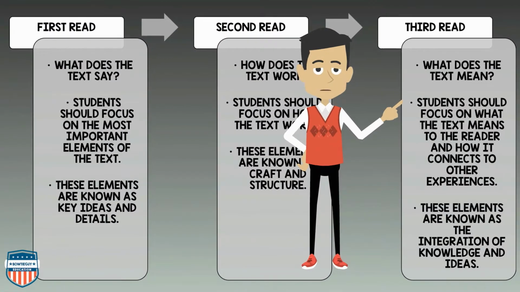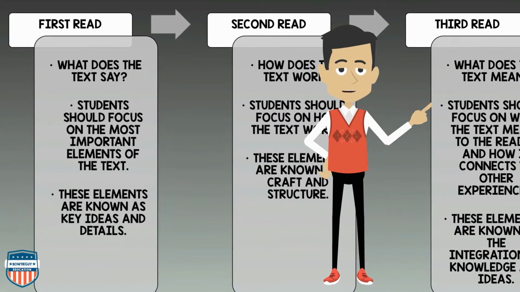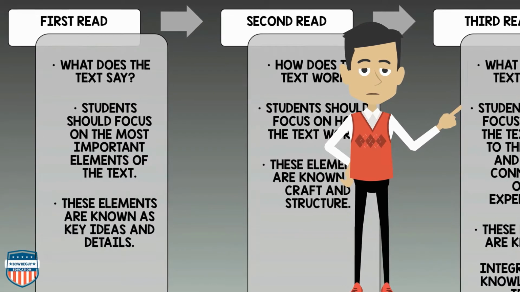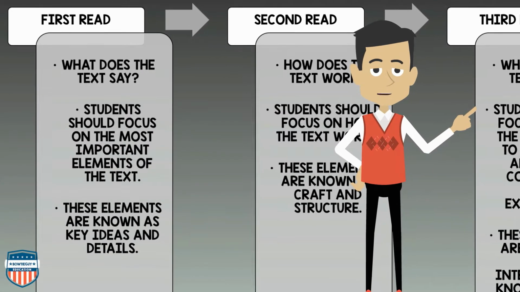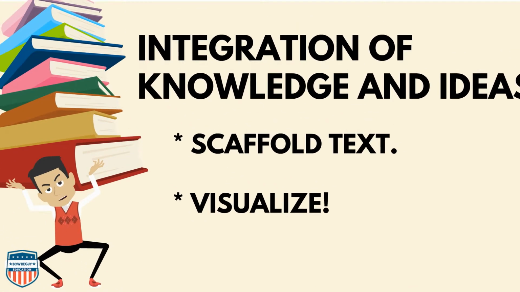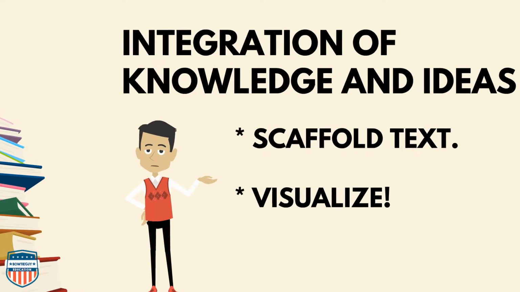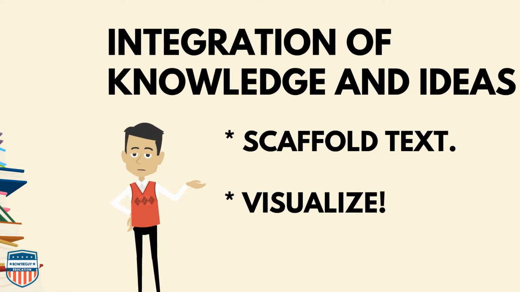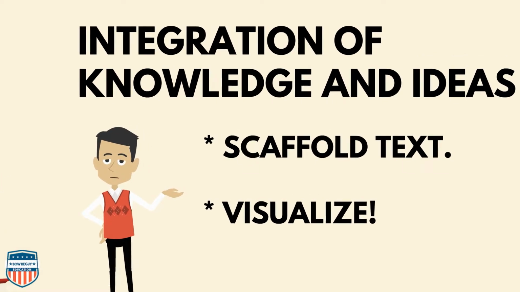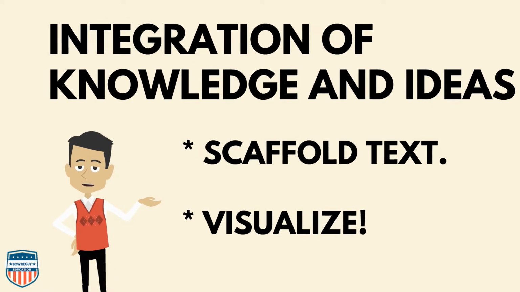On the third read, a reader will ask themselves, what does the text mean? Students should focus on what exactly the text means to the reader and how it connects to other experiences. These elements are known as the integration of knowledge and ideas. Ooh, by that third read, you've done all of the heavy lifting, right? Wrong. You need to scaffold text if you don't understand what the text means. Find a text level that may be lower than the text that you're reading so that you can better understand the ideas. And visualize. You know what? If you need to draw a picture to better understand the text, do it.